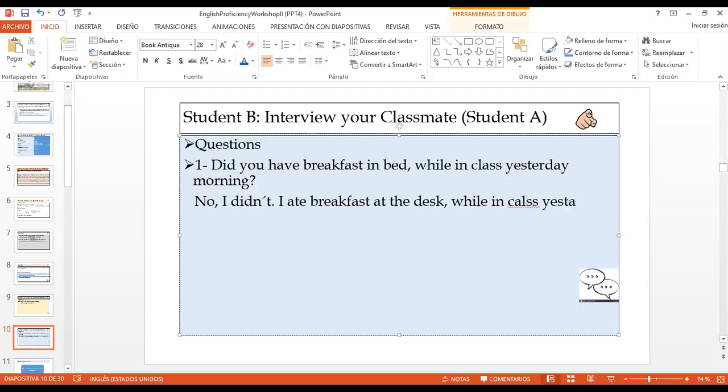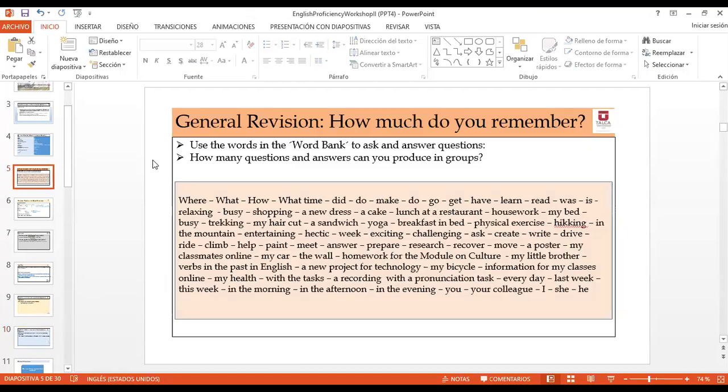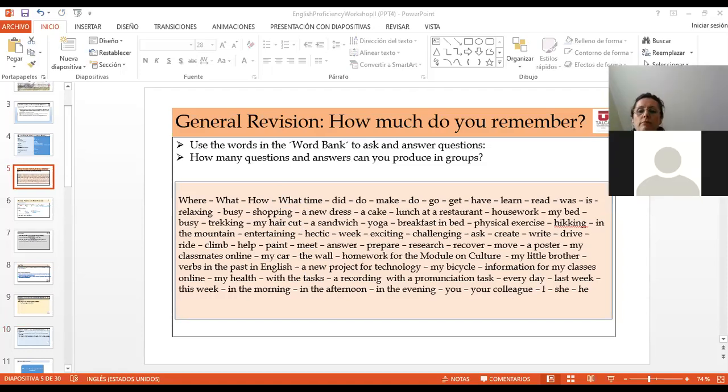Teacher, who is in the other group? Who is in group A? I don't remember. Help me. So we have Giselle. Would you like to ask a question? We have here the word bank, so we can have what time? Giselle or Daphne, would you like to ask a question?